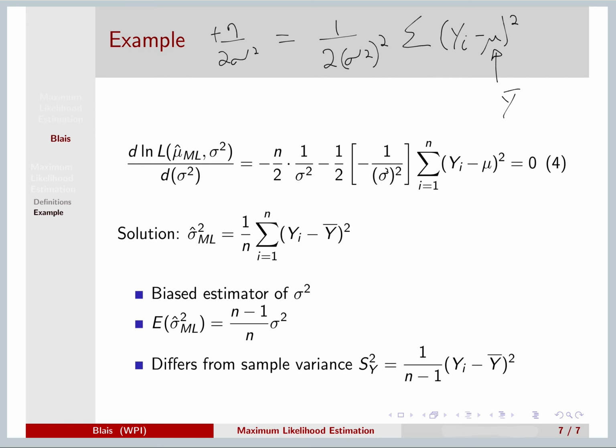Now, why is this interesting? Remember, when you work with the normal, how do you estimate your mean and your variance? Well, for your mean, you estimate with the sample mean. You get an unbiased estimator of the mean. But remember, when you estimate the variance, typically you use the sample variance where we divide by n minus 1 rather than dividing by n. And the reason for that is you want an unbiased estimator.